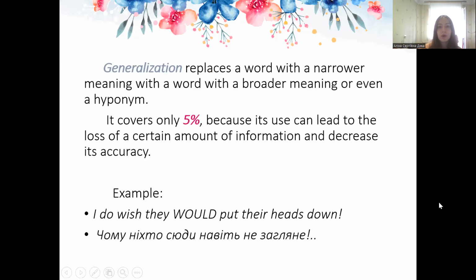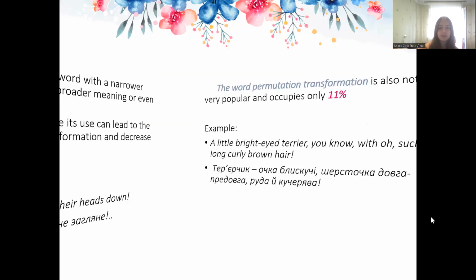Generalization replaces a word with a narrower meaning with a word with a broader meaning or even a hyponym. It covers only 5% because its use can lead to the loss of a certain amount of information and decrease its accuracy. "I do wish they would put their heads down!" Чому ніхто сюди навіть не загляне?